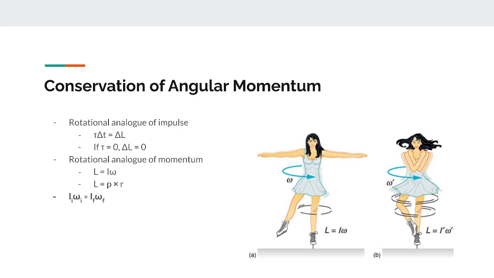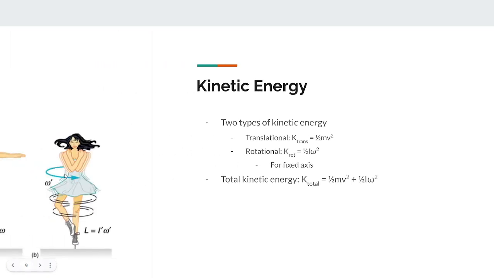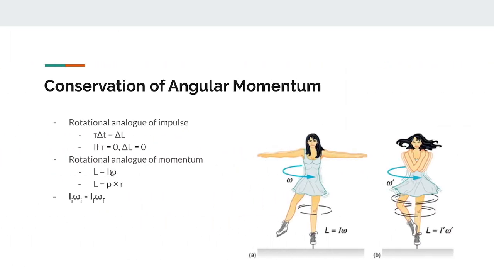For angular momentum, it's going to be L, which is angular momentum. L is going to be equal to our moment of inertia times our angular speed. And we can also say, at a higher level, it's the cross product of the linear momentum and the radius. You can also say p times r in some cases.